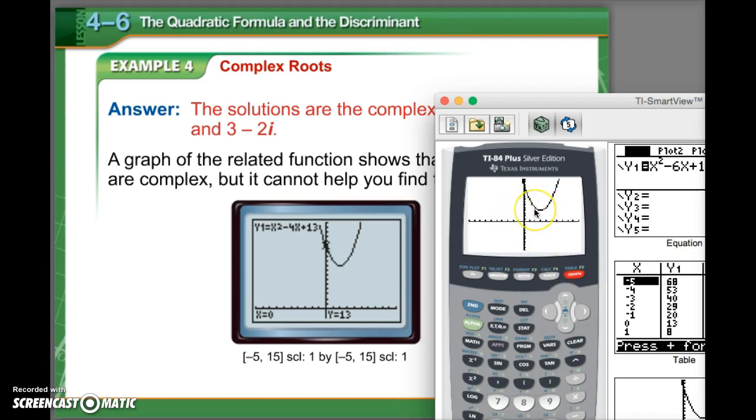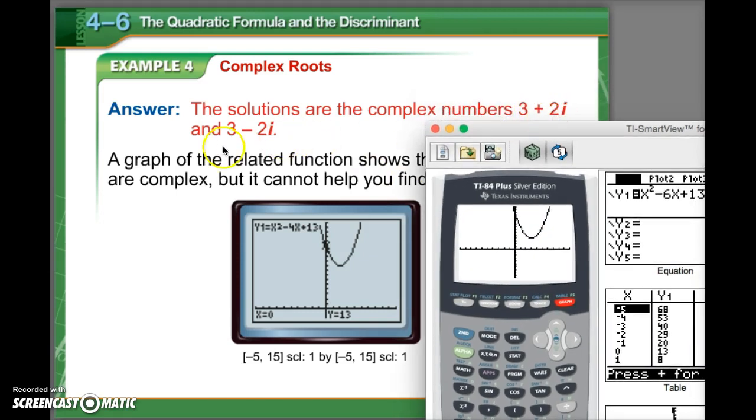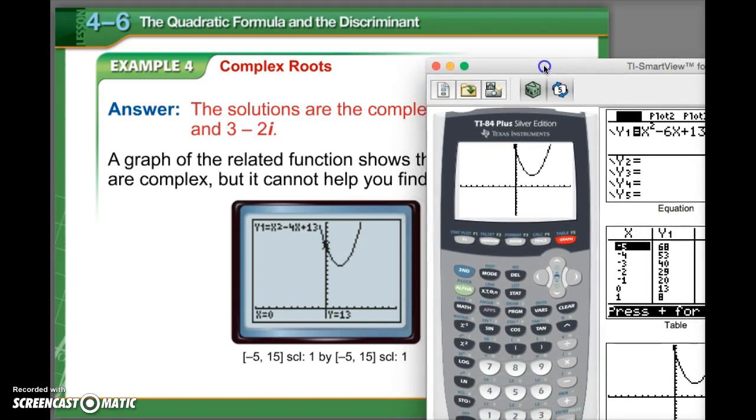Okay, so you notice that we got these two solutions of 3 plus 2i and 3 minus 2i. Anytime your solution is a complex number or it has the i in it, so it has the imaginary number inside of it, that means that the graph is not crossing the x-axis. If you look at this, you can see in either picture the graph never touches the x-axis.